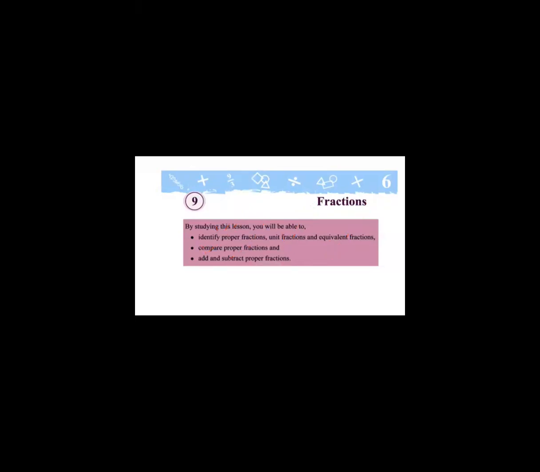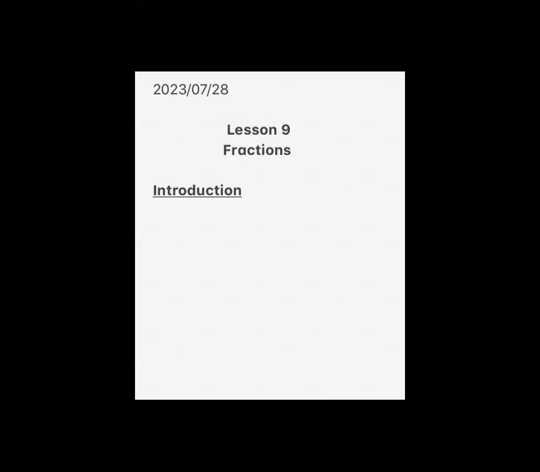Okay, first of all you have to put the topic and the subtopic. Wait, I'll share. Okay, first of all write the date and put like this: lesson number 9, fraction, and the subtopic is introduction. If you have done, you can type in the chat box also. No need to speak.